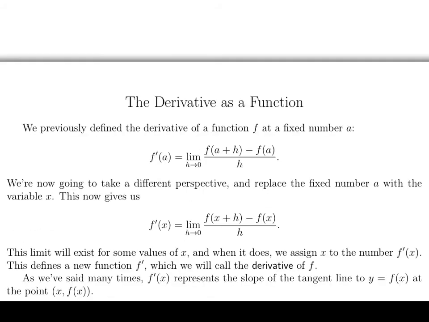Now one of the things that we've said many times is that this f prime of x represents the slope of the tangent line to y equals f of x at the point (x, f of x). And now this x is allowed to move to different places. So it actually tells you the slope of the tangent line at any given point on the curve. And this is again assuming that this limit exists.